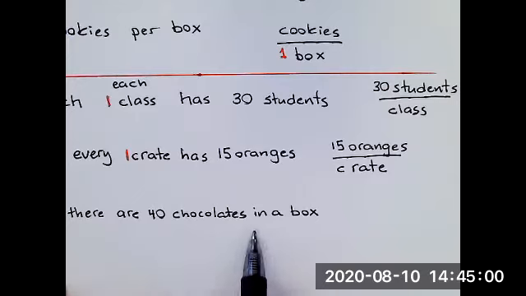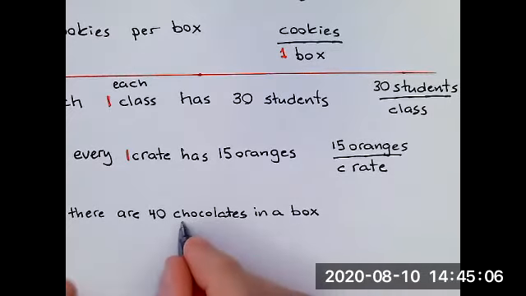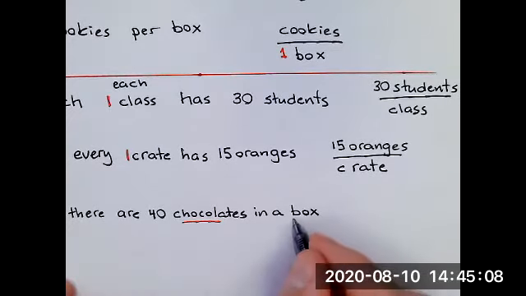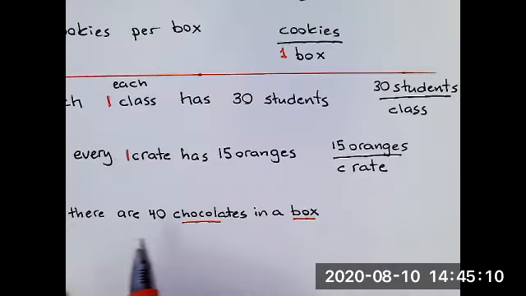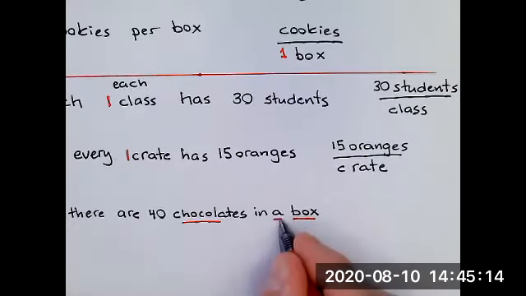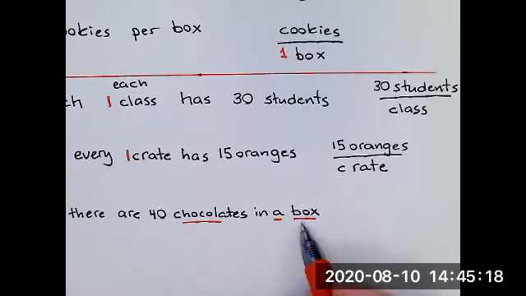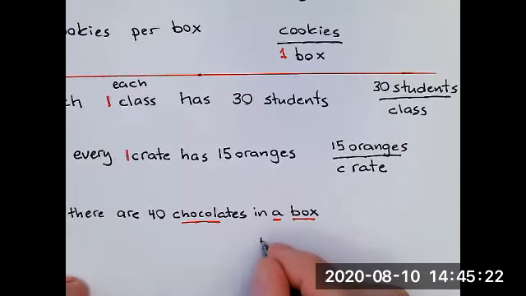There are 40 chocolates in a box is a rate. So this relates the number of chocolates and the number of boxes. You'll notice there's no real rate word. It's basically because it's telling you there's 1 box. So that means this rate is 40 chocolates per 1 box.